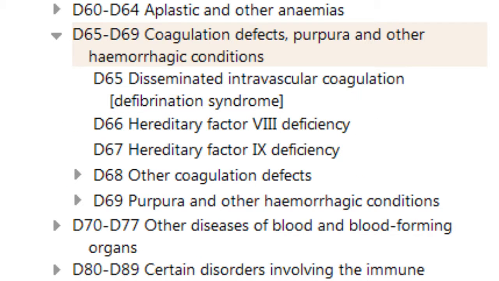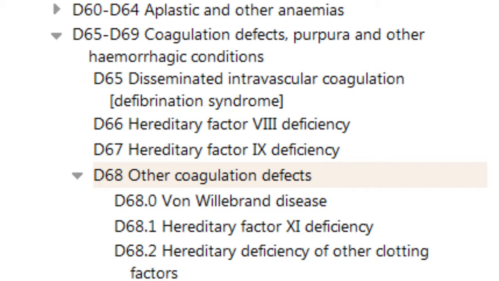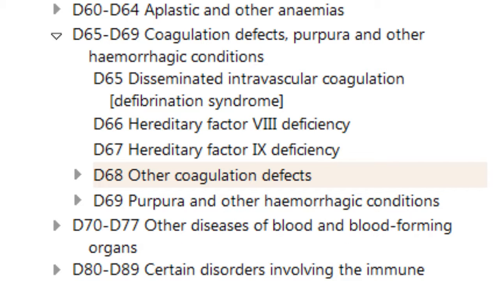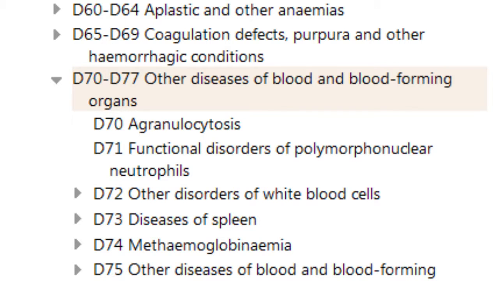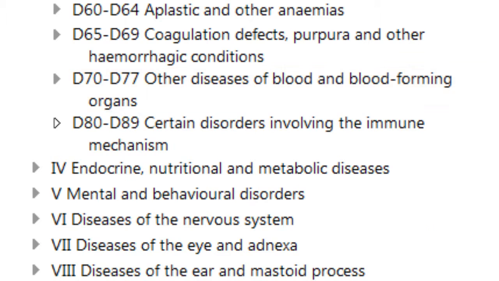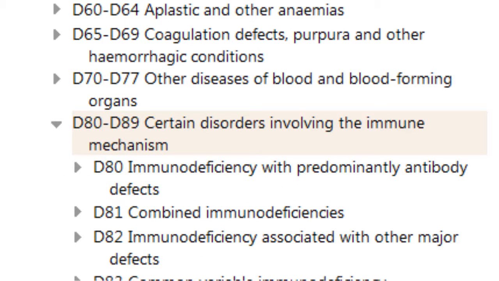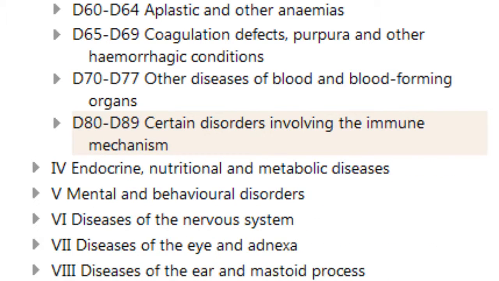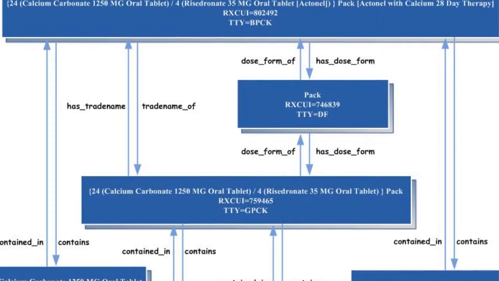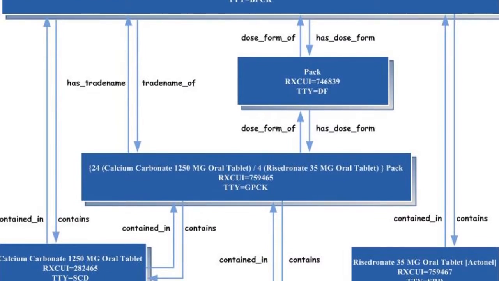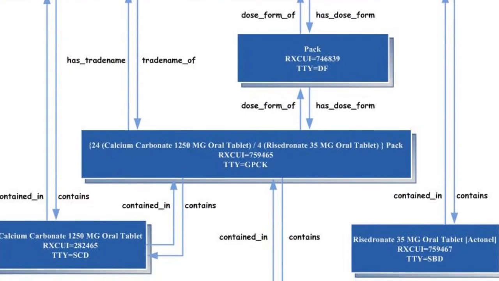ICD-10 contains afflictions of all sorts, and it's arranged in a hierarchical structure. Each disease can have one parent and any number of children and siblings. In this example, you can see that other diseases of blood and blood-forming organs includes a number of siblings as well as several children underneath it. RX-Norm represents data in a more explicit database form. Each drug has attributes and links to other items in the database.